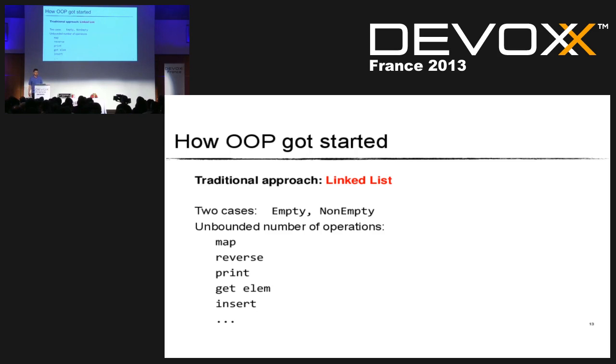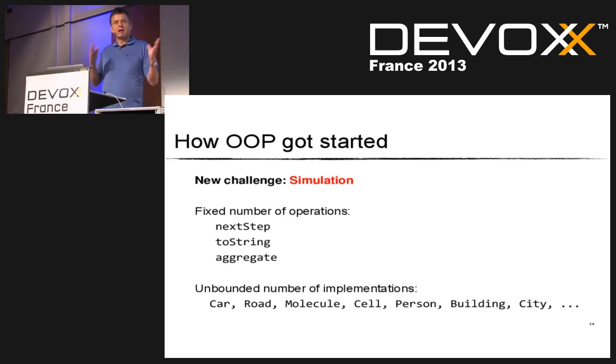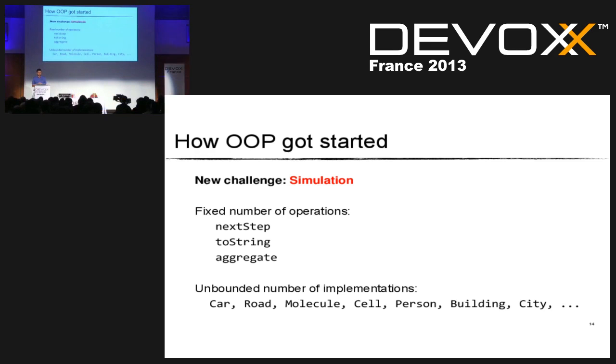You could map them, you could reverse them, you could print them, you could get a certain element, you could insert an element, you could delete an element, and so on. The number of operations was literally unbounded, but the structure of a list was very, very well known, empty or non-empty. With simulation, that was suddenly different. People encountered something which didn't fit into that mold. Because with simulation, you actually had a fairly modest number of operations: bring yourself up to the next step, display yourself in some way, or form an aggregate of some kind or another.